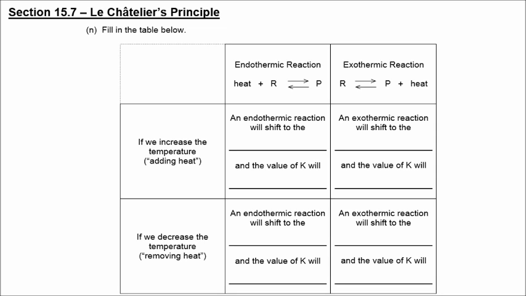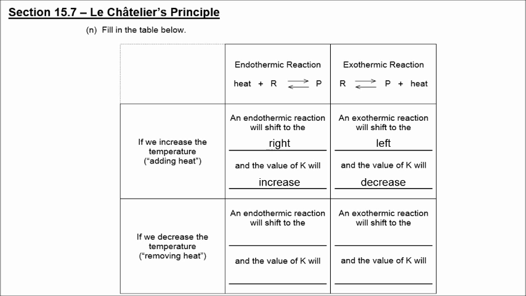So we have endothermic versus exothermic, and you can see the visual there with heat plus reactants goes to products, or reactants go to products plus heat. If we increase the temperature by adding heat, an endothermic reaction will shift to the right, and the value of K will increase. Remember, this is when you change the value of K by changing the temperature. If you add more heat, an exothermic reaction will shift to the left, and the value of K will decrease.